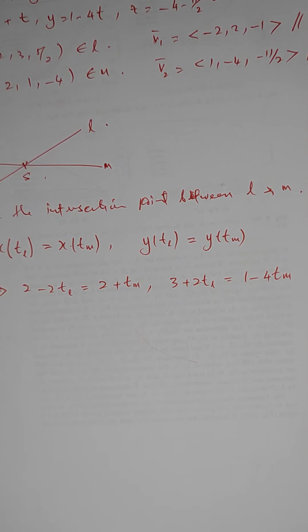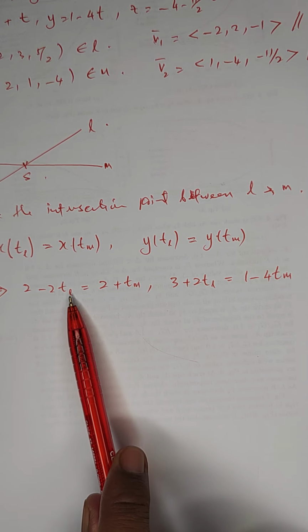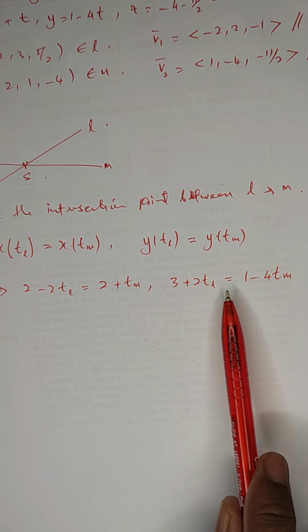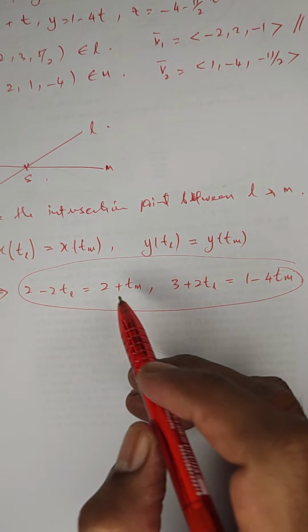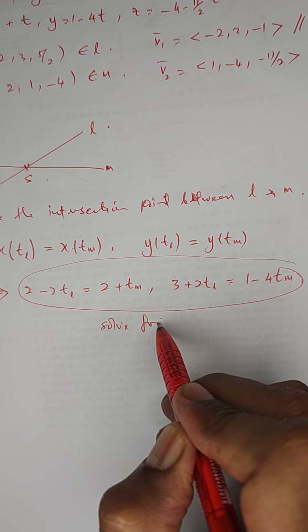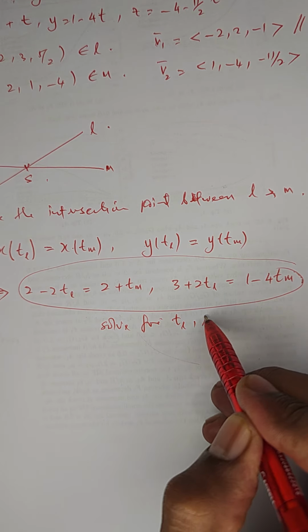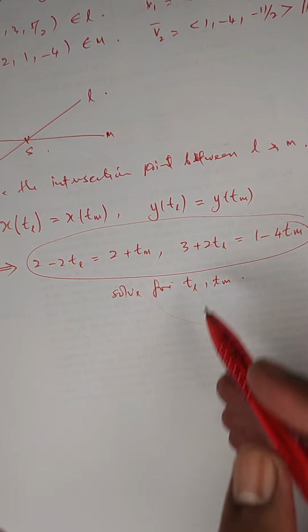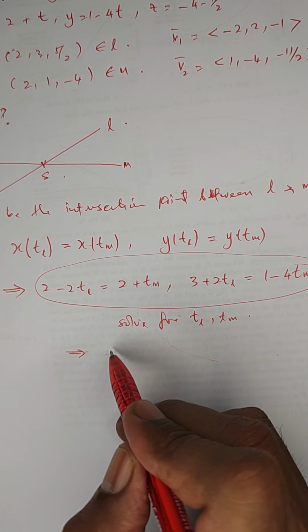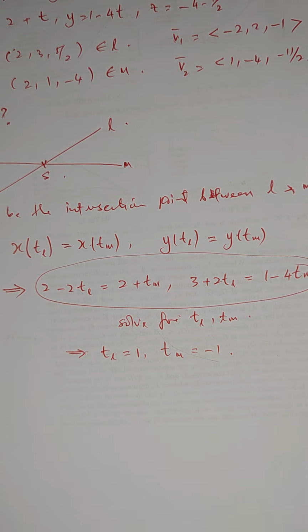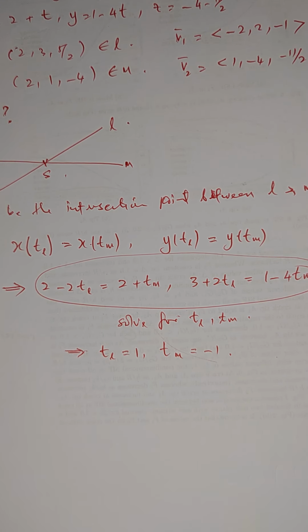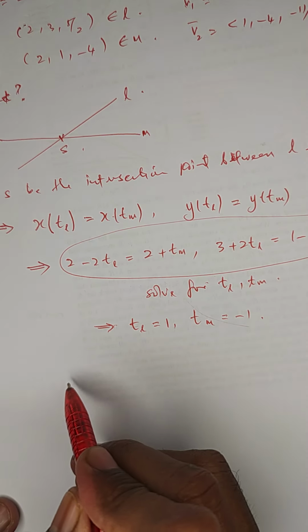Of course, from here we have two unknowns, TL and TM, and we have two equations. We need to solve these two equations for TL and TM. So if you solve that, you have TL equal to 1, and TM equal to -1. This is not difficult to solve. It's just a 2 by 2 system. Okay, and also we should have Z.